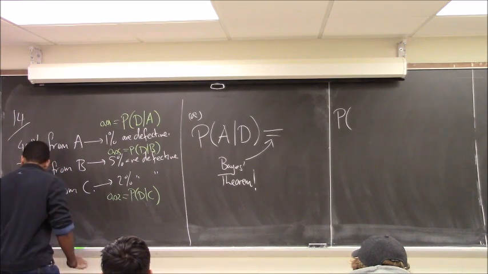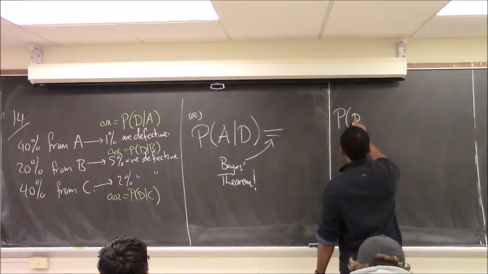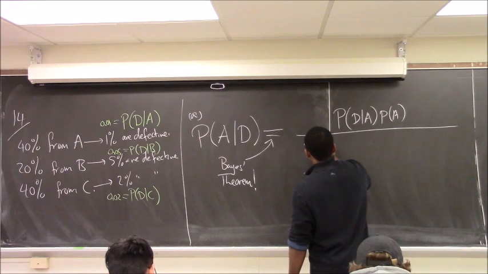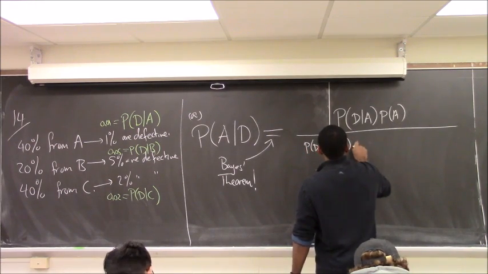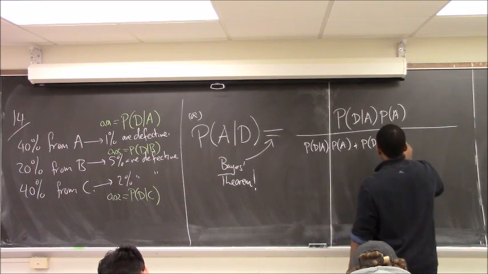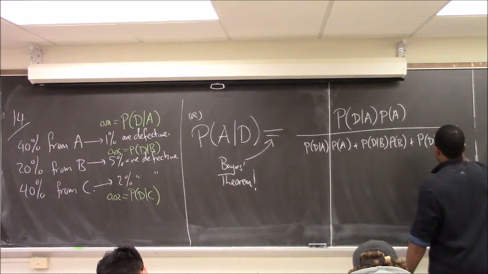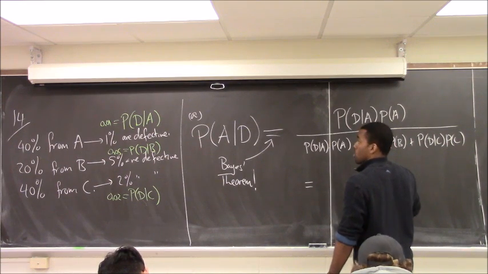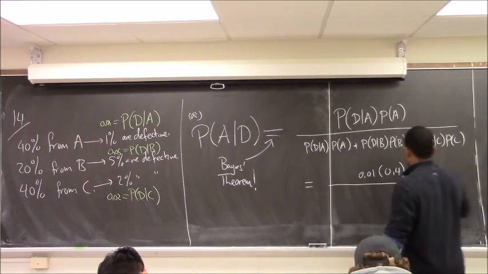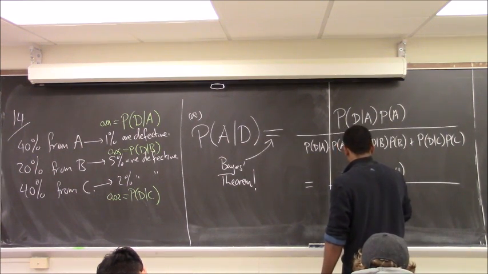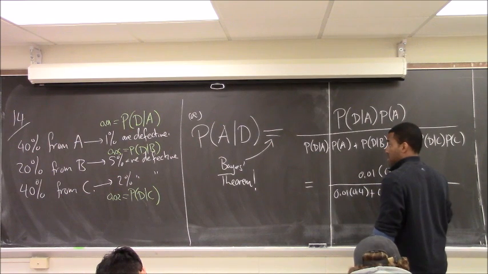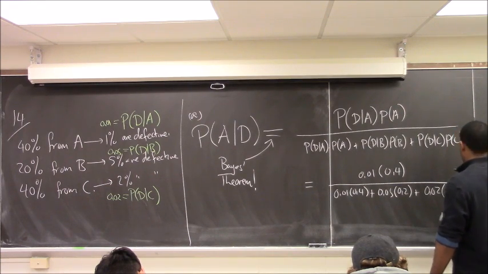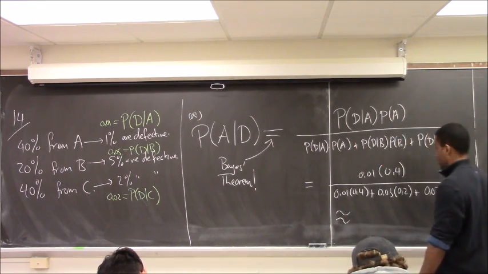So according to Bayes' theorem, this will be the probability of D given A times the probability of A, divided by the probability of D given A times the probability of A, plus the probability of defective given B times the probability of B, plus the probability of defective given C times the probability of C. So that's 0.01 times 0.4 divided by 0.01 times 0.4 plus 0.05 times 0.2 plus 0.02 times 0.4. And that was 0.182.